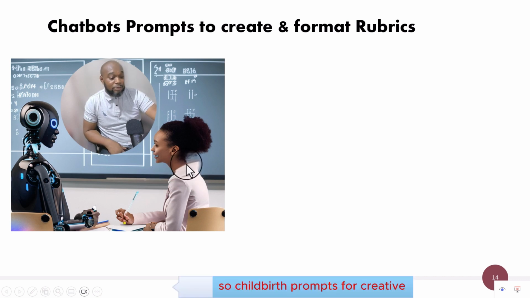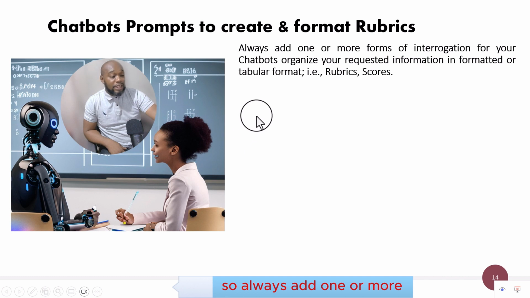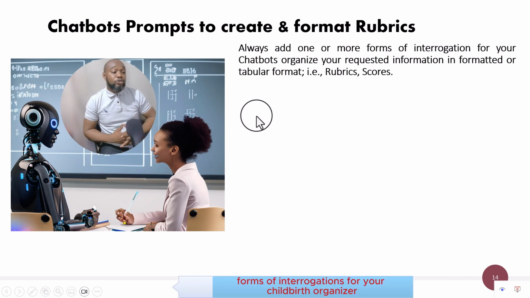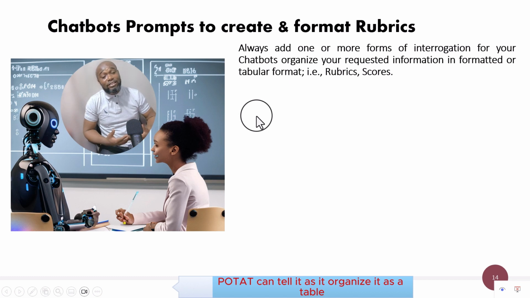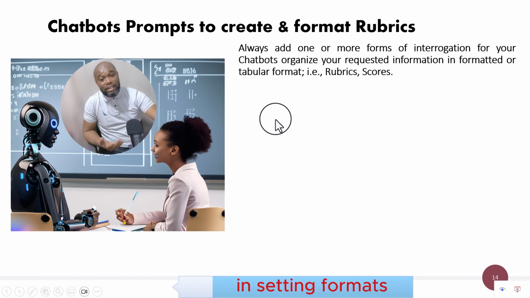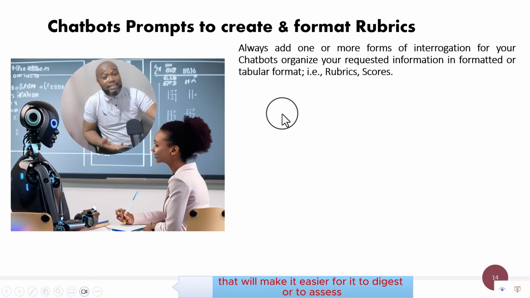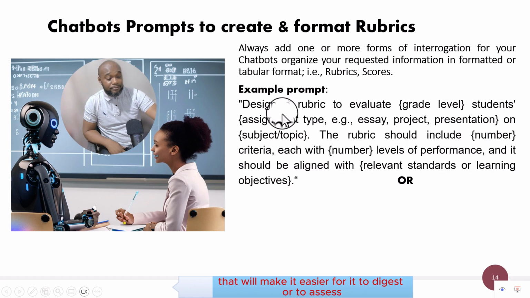So, chatbot prompts to create rubrics. Always add one or more forms of instruction for your chatbot. Organize your requested information, right? You can tell it to organize it as a table. Important: you can tell it to organize it as a table or in certain formats that will make it easier for you to digest, access or deliver. So this is an example prompt for a rubric.